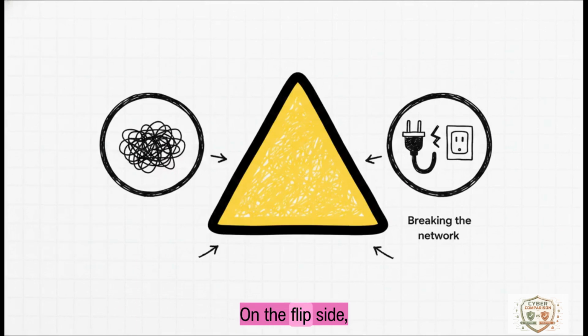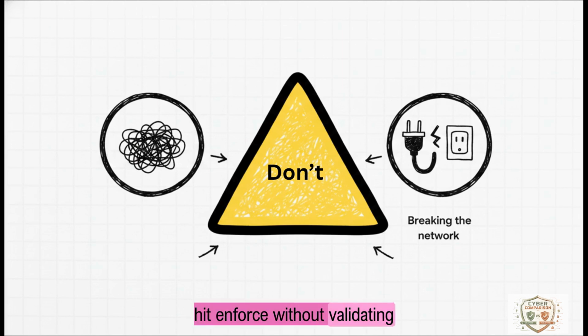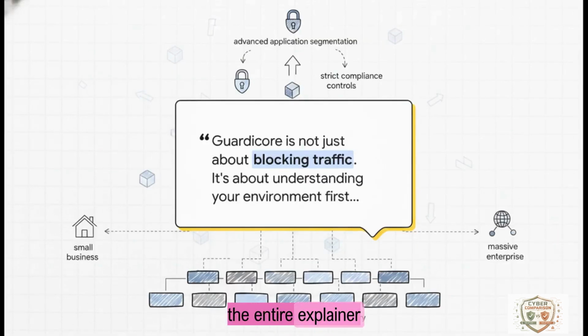On the flip side, we have some critical don'ts. As we mentioned, do not try to create hundreds of rules on day one, and never, ever leave any-to-any rules active in critical infrastructure. It's also super important not to ignore the traffic needs of your DNS, authentication, or backup tools. If you block those blindly, you're going to break the network. And above all else, never hit enforce without validating those app dependencies first. Just don't do it.